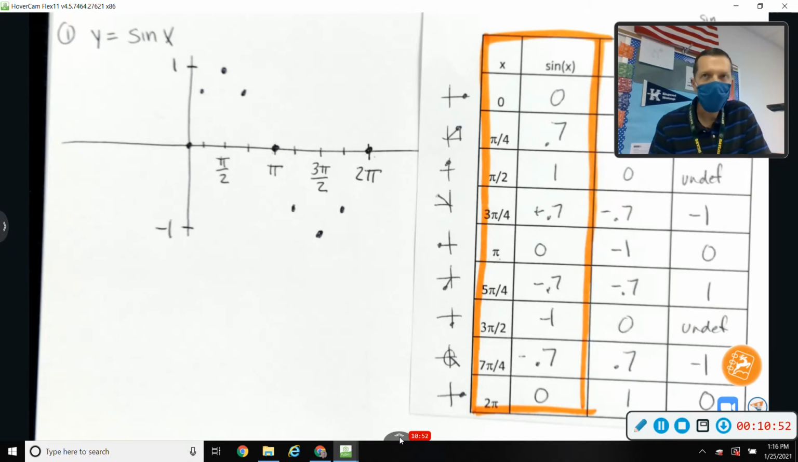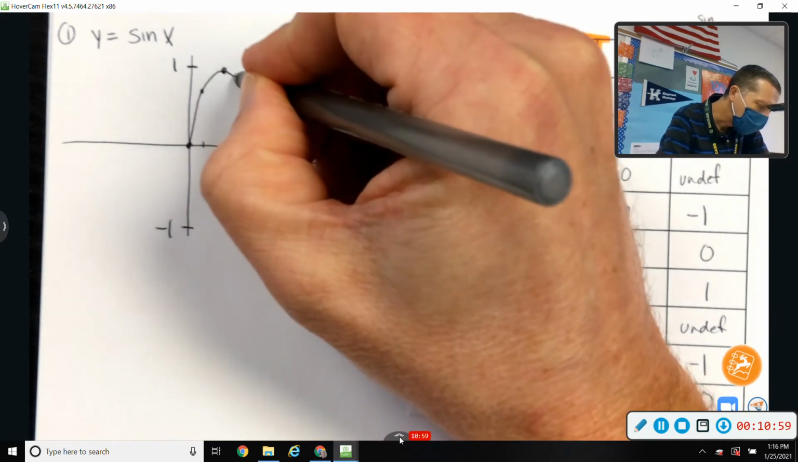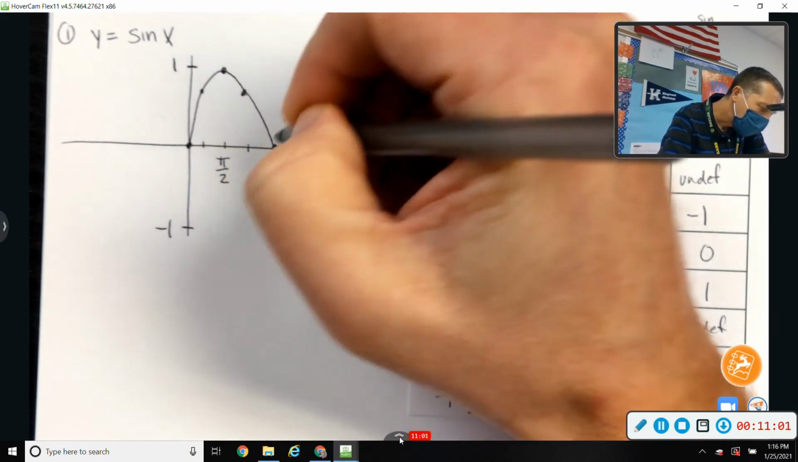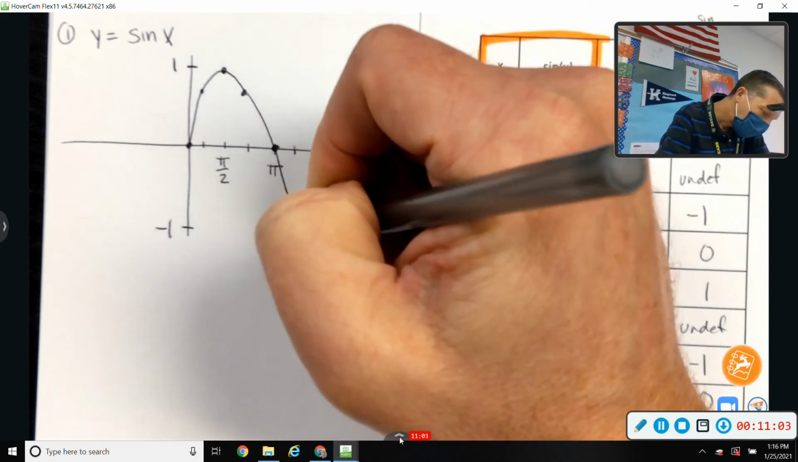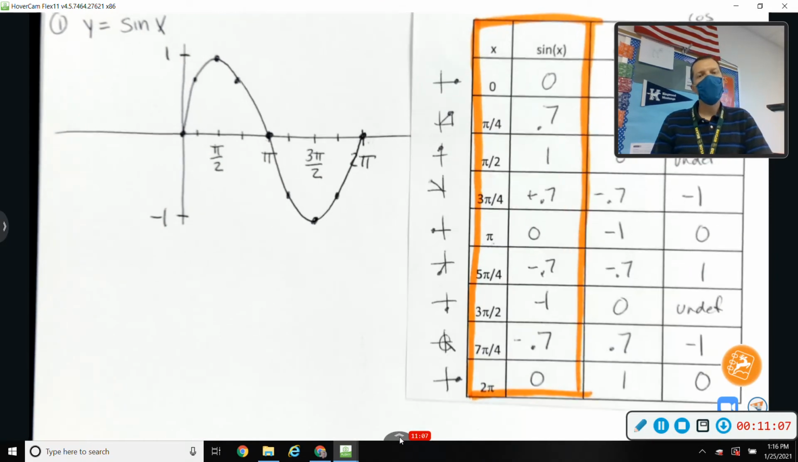All right, let's connect the dots. Not with straight lines, though, with a nice smooth line, hopefully. It's supposed to look nice and symmetric. Mine's a little crooked over there around pi over 2, but you get the idea.